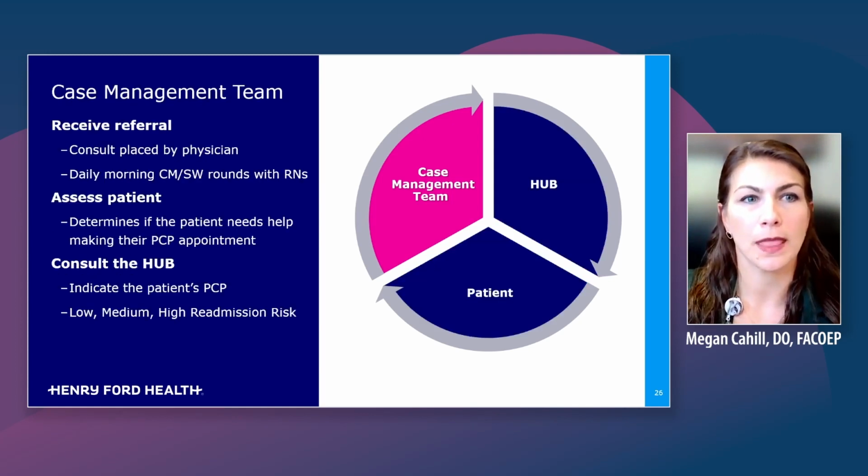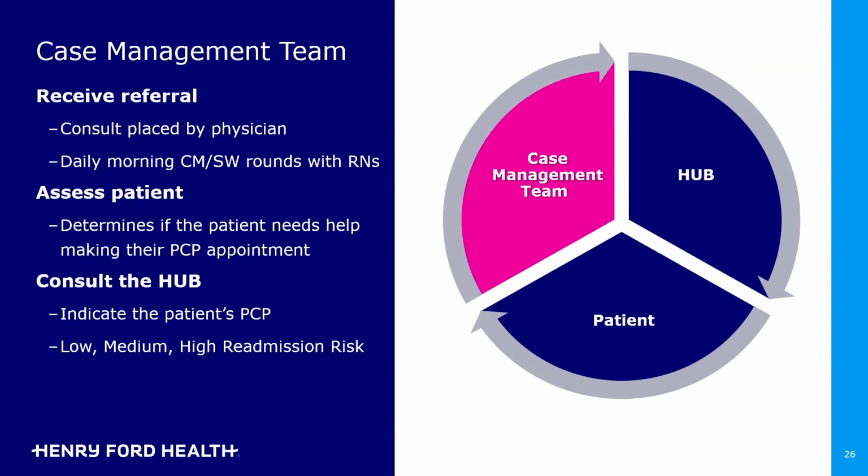Next slide. So just diving into each of these elements a little bit more thoroughly, the case management team will receive a referral either directly from a consult from a physician, or they'll receive a referral from the nurses working bedside on their daily rounds with our case management and social work teams. Upon referral receipt, the case management team will then go and assess the patient, and they will determine with the patient if they need any assistance in making their PCP follow-up appointment upon discharge. If that is the case and the patient does accept that assistance, then the case management team will then consult with the hub and indicate the patient's primary care physician. And then they will rank the patient's readmission risk.